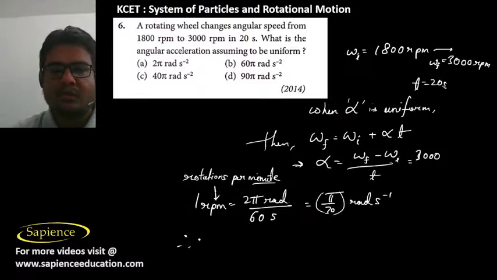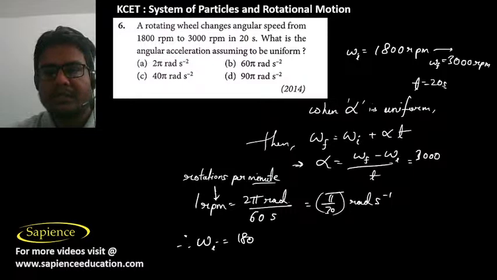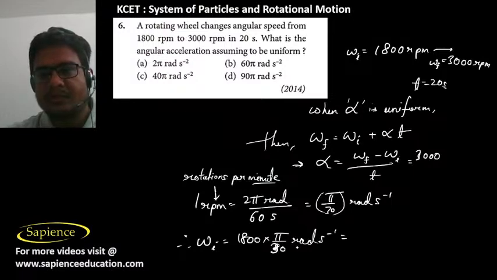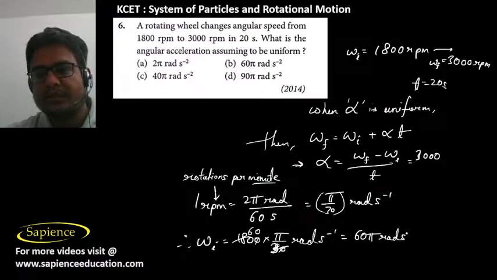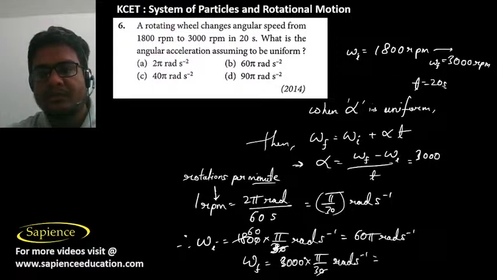So therefore omega initial can be written as 1800 into pi by 30 radian per second. So this will be 0 0 will cancel, 3 6 18. So this is 60 pi radian per second. Then omega final will be equal to 3000 into pi by 30 radian per second. So 0 0 will cancel, then this will be 100 pi radian per second.